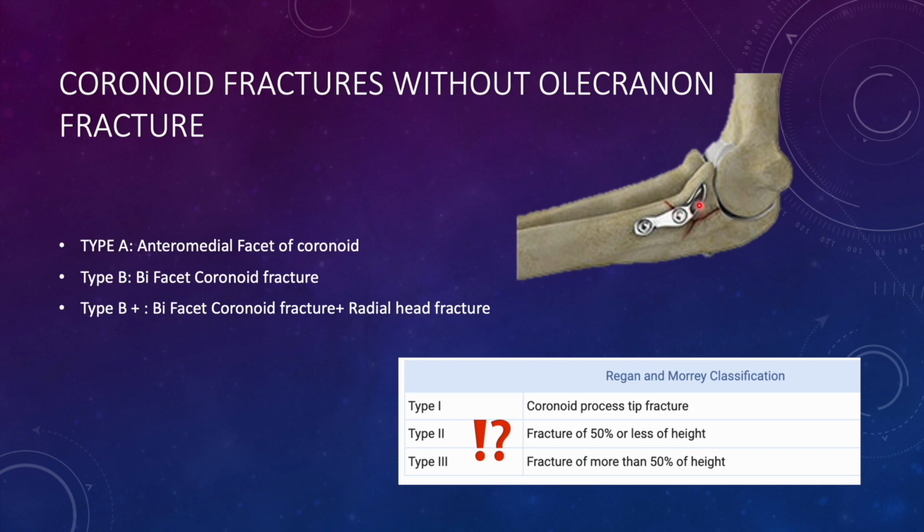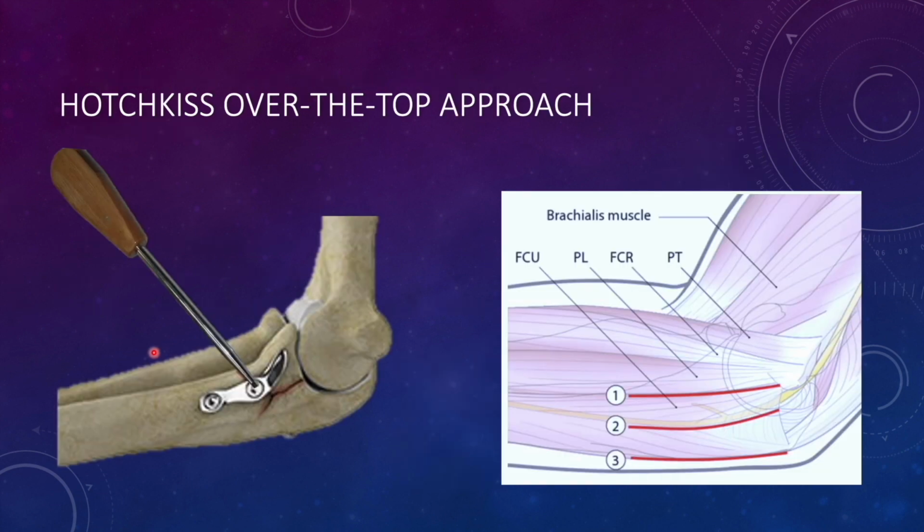So for anteromedial facet, we can definitely put a buttress plate or put screw if the fragment is small, and if it is very small, then we can do transosseous drill holes through this area and secure using fiber wire or ethibond suture. So these fractures without the olecranon fracture can be fixed through anterior approach, and the approach will be the Hotchkiss approach, in which we go over the top of the coronoid. The plane lies between the flexor carpi ulnaris and the palmaris longus. So we go in this area.